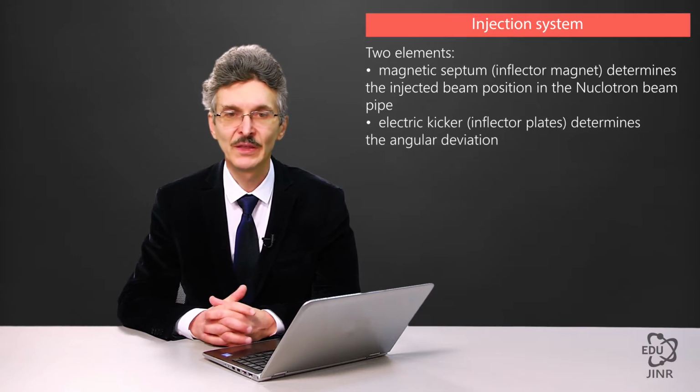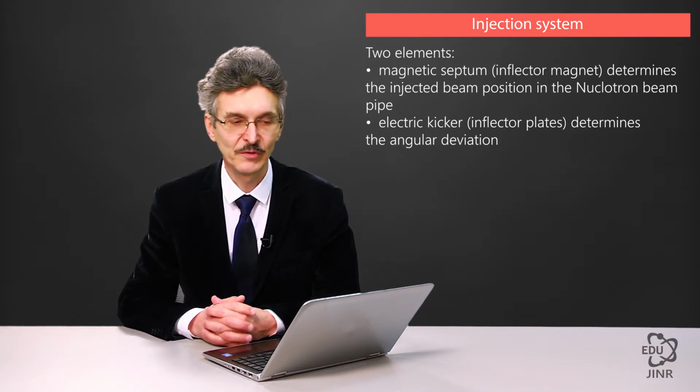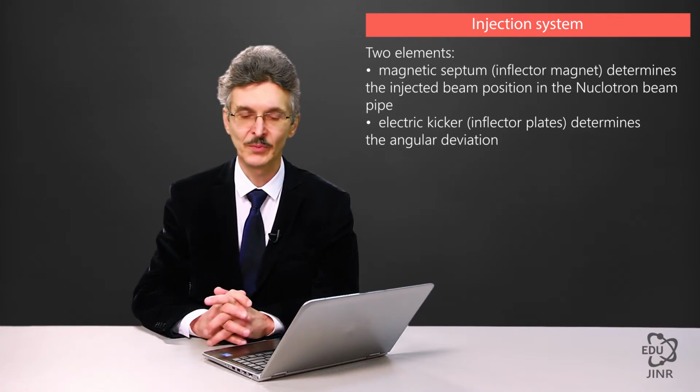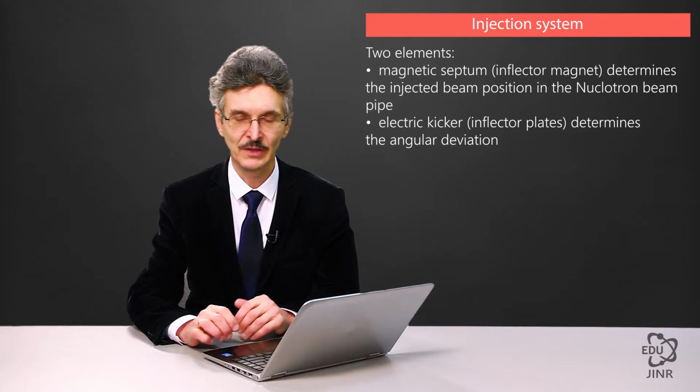A magnetic septum is used to transport the injected beam as close as possible to the orbit. At the nucleotron, this magnet is called the inflector magnet. It determines the vertical position of the beam while it is injected into the vacuum chamber. By altering the voltage in the inflector plates, one can ensure an injection from different angles. By combining the parameters of these two instruments, an optimal beam injection into the accelerator may be secured.